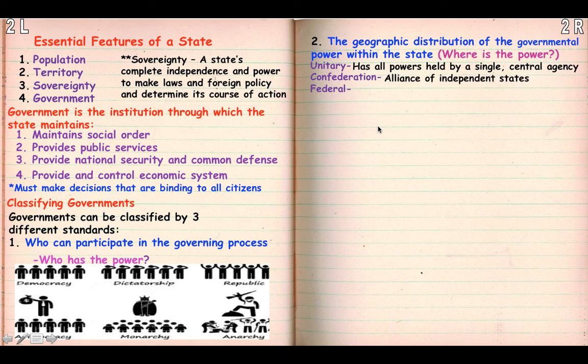Okay, then we have a confederation. We used to be a confederation. I know, history spoiler alert. We used to be a confederation, okay? Twice, actually. A confederation is the alliance of independent states.